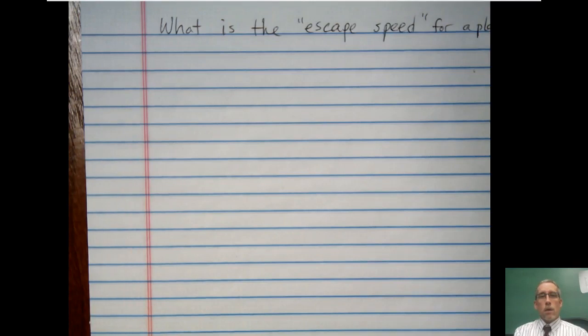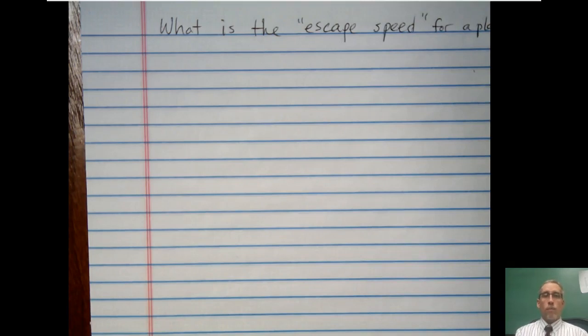And the question is to calculate the escape speed, or sometimes called the escape velocity, for a planet. And typically, like in our textbook, they calculate the escape velocity for Earth. And first, let's talk about what escape velocity means.